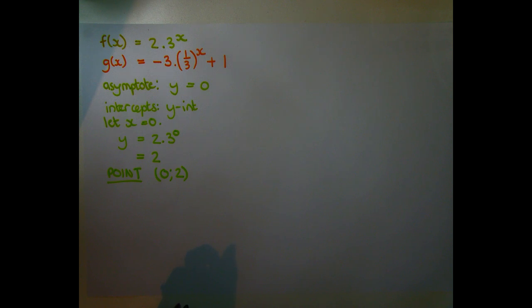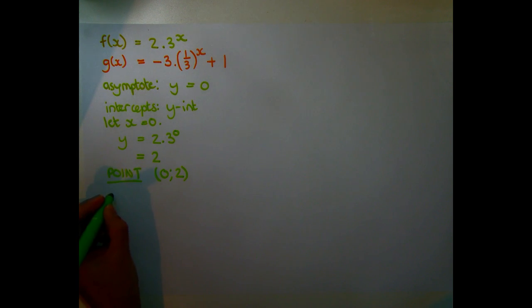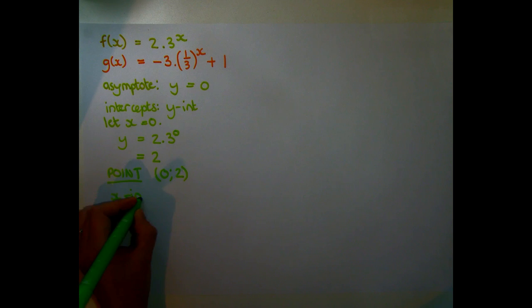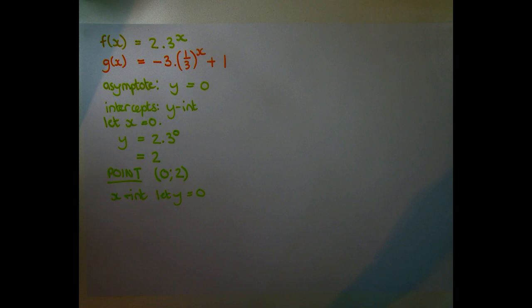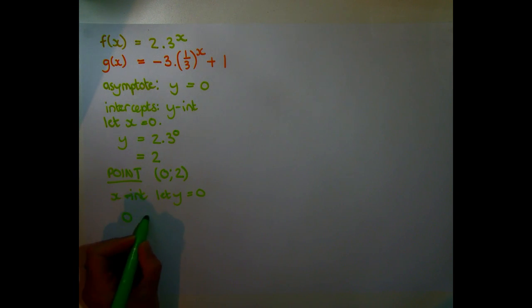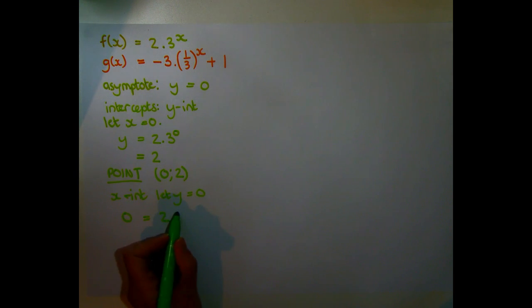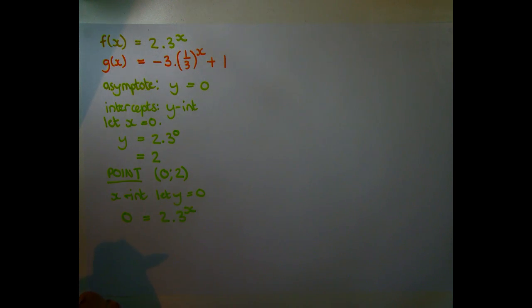Okay, what about the x-intercept? Let's see. So my x-intercept is going to be the place where I let y equal 0. Look what happens here. So we're going to say 0 equals 2 times 3 to the x, and I'm going to try and solve for x. So this is essentially an exponential equation. Okay, divide both sides by 2. 0 divided by 2 is still 0. 0 equals 3 to the x. Now that's not possible. You can't have a power that gives you 0 as your answer. So this means I have no solution.